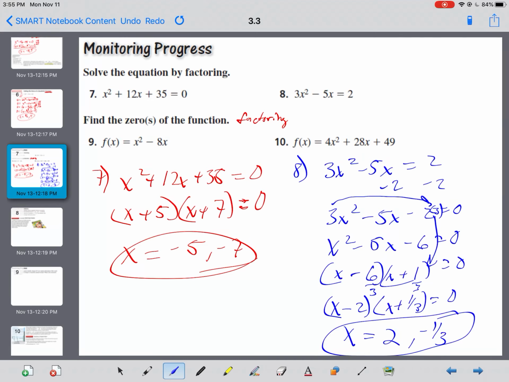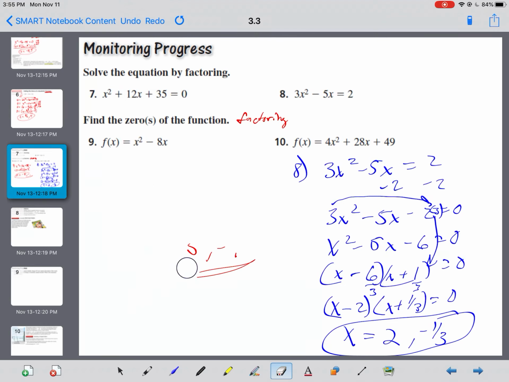Give it a pause. Try 9 and 10. Okay, here we go. Let's see. Give it a little erases.